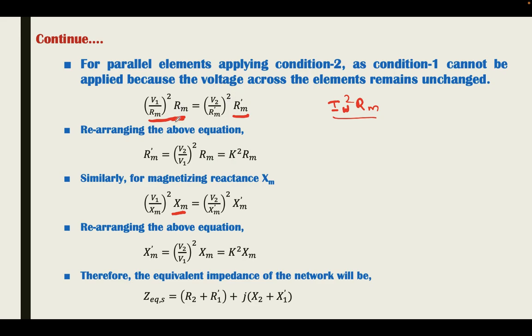We are rearranging this equation, it will give us Rm dash is equal to V2 by V1 whole squared into Rm, and hence it is K square Rm, similar to R1. Similarly, we can apply the same condition. The equivalent power loss in primary side must equal the equivalent loss in secondary side, and rearranging these two equations, we can find Xm dash as a function of K square Xm. Again, it is a multiplier of K square as we have in case of X1. X1 dash was equal to K square X1, whereas R1 dash was equal to K square R1, and hence a similar condition we can apply for Rm and Xm.